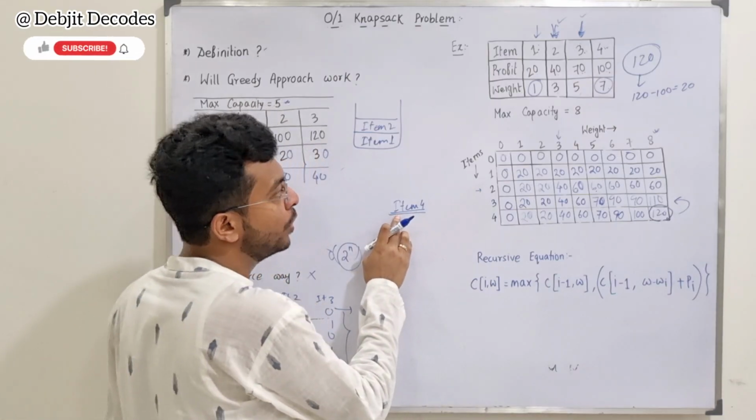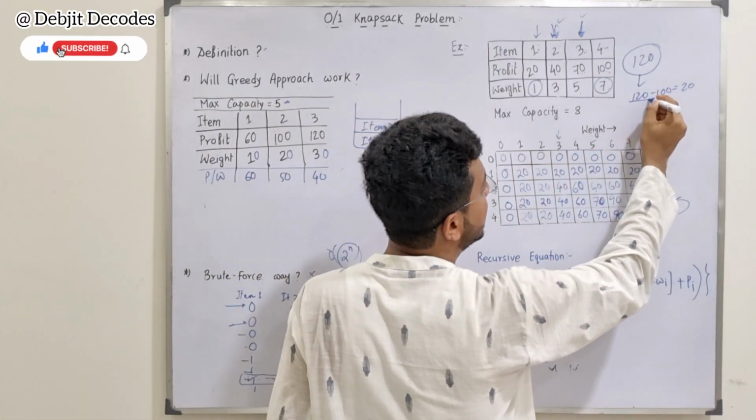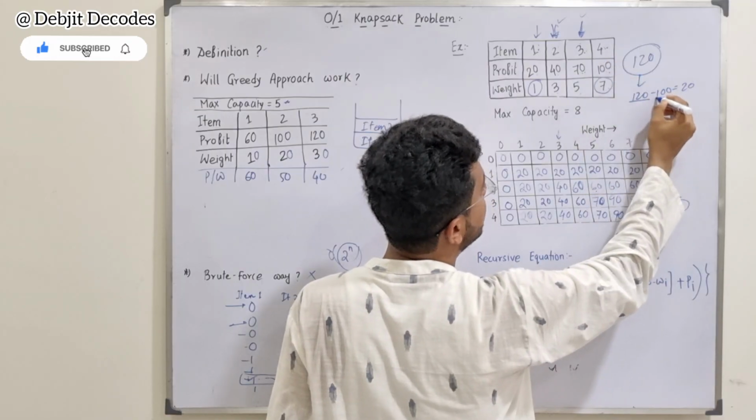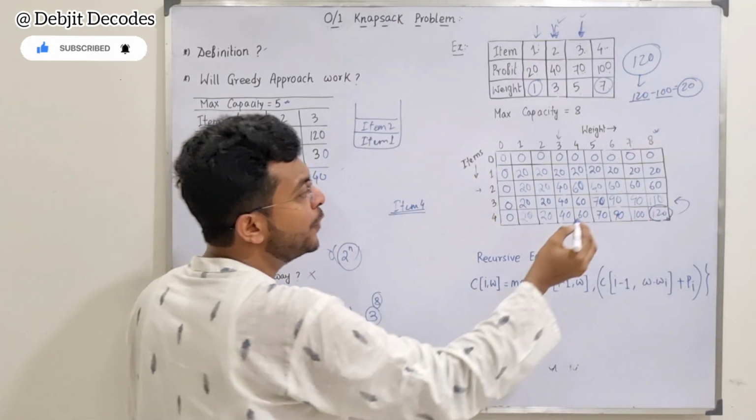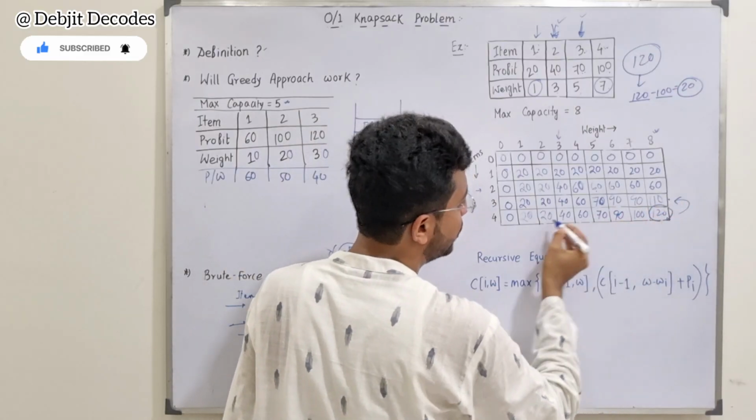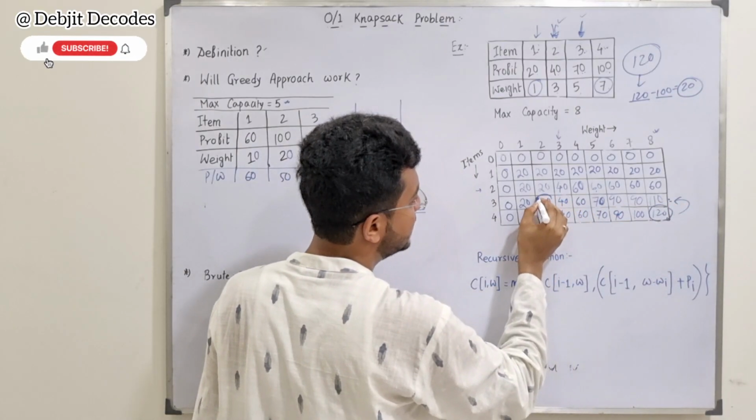Just like the properties we have seen in dynamic programming approaches. So item 4 is included. If item 4 is included, the maximum profit is 120 and the profit of item 4 is 100. So what is the capacity remaining? 20. Now this row is done. Now if you go to this row, you come to the value 20 because this is the capacity remaining.